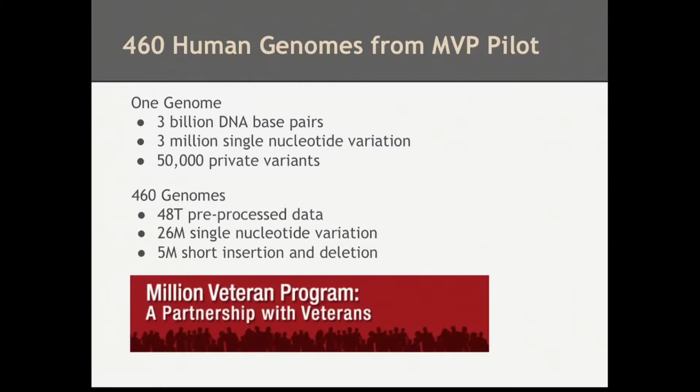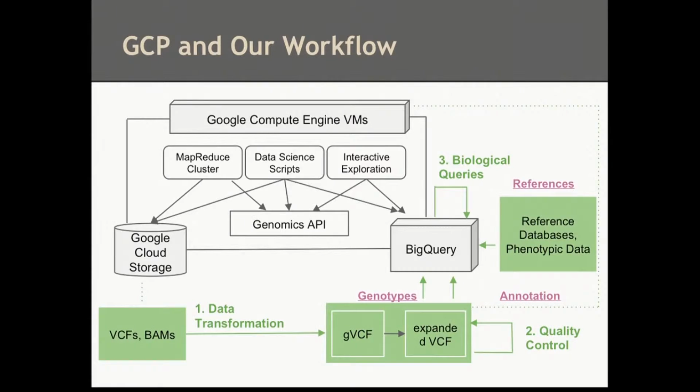Now we have 460 genomes from the pilot of the Million Veterans Program. And in this scale, we have 48 terabytes of pre-processed data and 26 million single base pair variations and 5 million longer DNA variations. So the data will grow. We need a robust and scalable analysis platform.